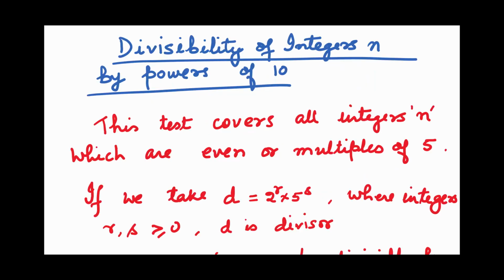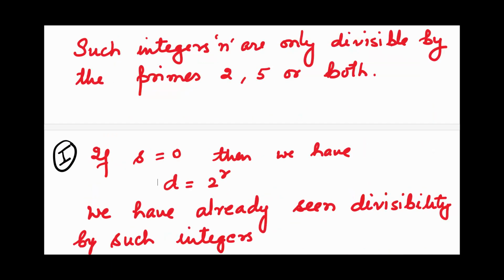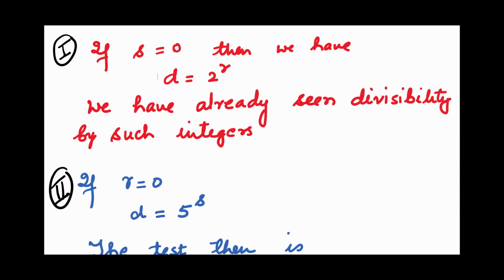Let's start with divisibility of integers n by powers of 10. Now, this test covers all integers n which are even or multiples of 5. When we are dealing with powers of 10, our divisors will be of the form 2 to the power r into 5 to the power s. Here, r and s are both greater than or equal to 0 and we have denoted the divisor by d. Such integers n are only divisible by the primes 2, 5 or both. We will have three different cases.